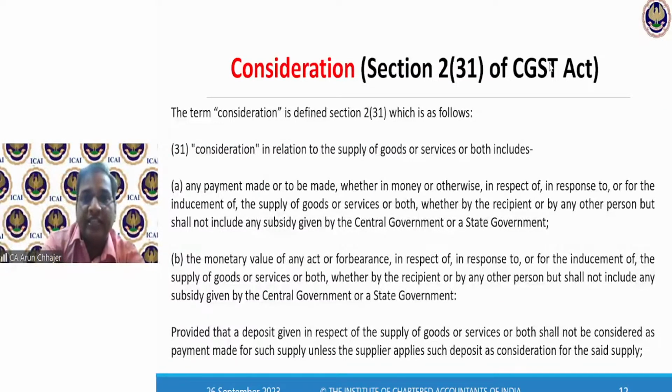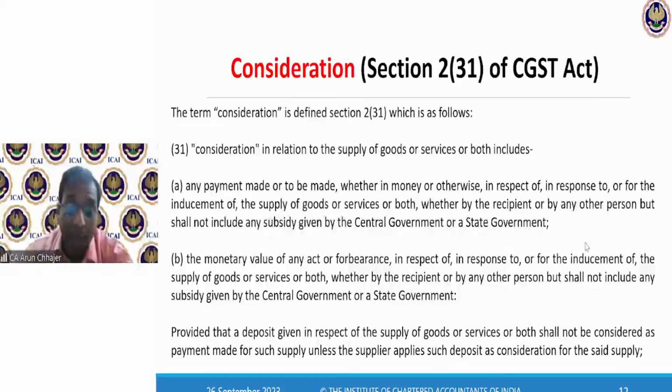Consideration in relation to supply of goods or services includes any payment made or otherwise in relation to, in respect of, in response to, or for the inducement of the supply of the goods or services or both, whether by the recipient or by any other person, but shall not include any subsidy given by the government.